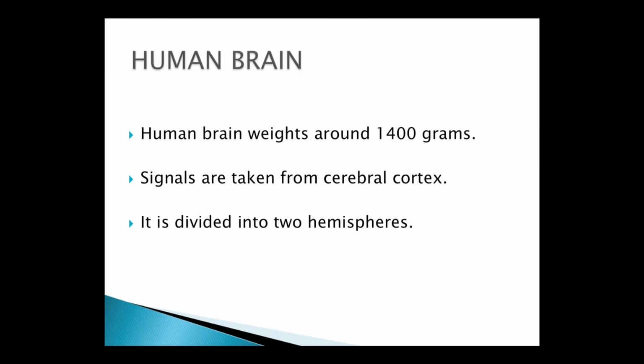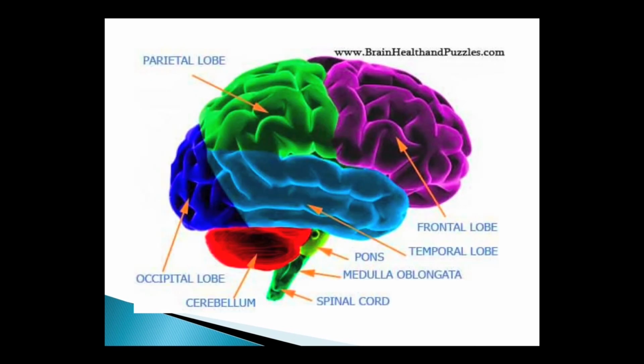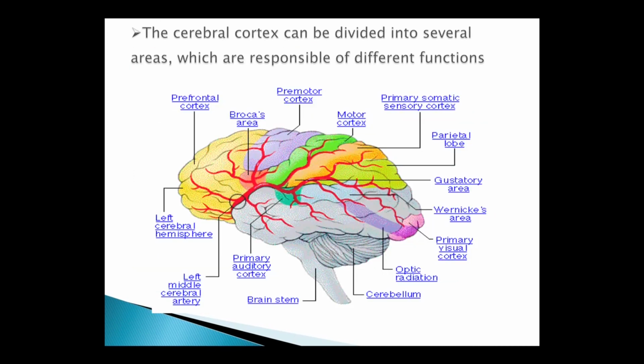These are some facts about the human brain. It weighs around 1400 grams, and signals are taken from the cerebral cortex of the brain. Basically, the brain is divided into two cerebral hemispheres, that is the left side and the right side. It consists of four lobes which have different functions. These are the various areas.